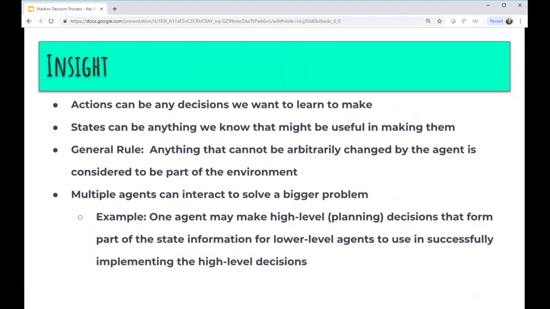Back to the multiple agents, though, as an example, you might have an agent that does some high-level planning and makes decisions at a high level. The state that you find yourself in from that high-level agent could actually become part of the state information that you feed to lower-level agents, which they might use in implementing the high-level decisions using some lower-level actions that achieve the overall goal of solving the environment.